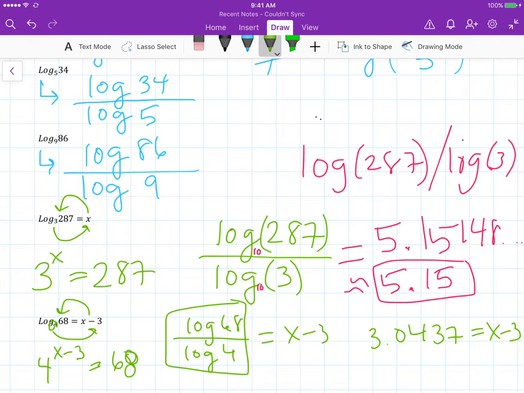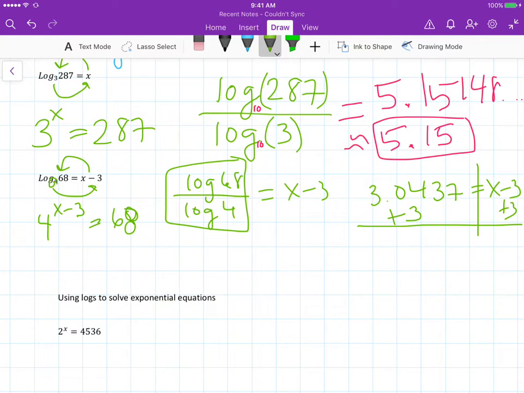Well, now I just have an equation. If I want to solve for x, I add 3 to both sides, and x equals about 6.0437. And that would be my answer. It didn't give me any rounding directions, so right now that whole 6.0437 is just fine.